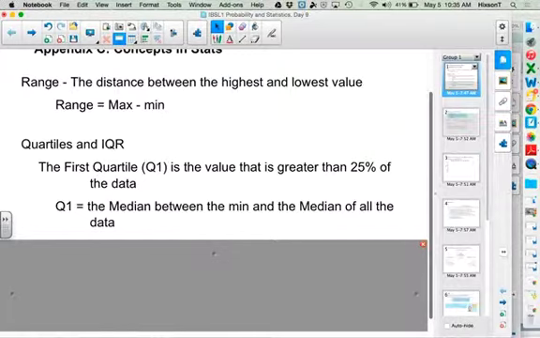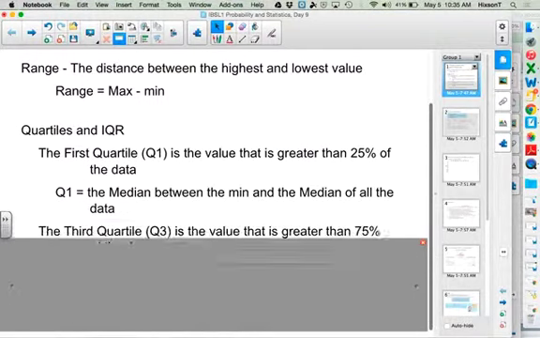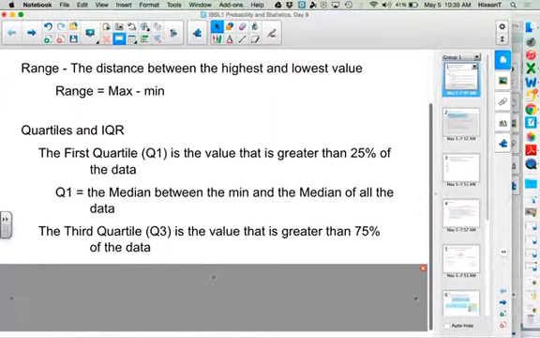And then what do you think the third quartile is? 75. It's the 75% mark. It's the value that's greater than 75% of the data. Now, how do you think we find the third quartile? Take the median of the data going from the median to the max.